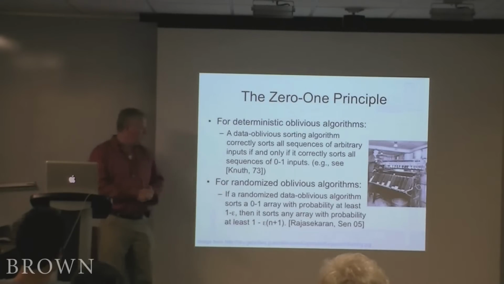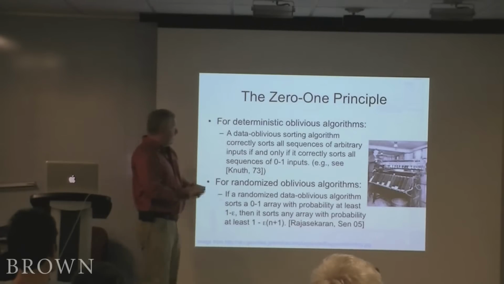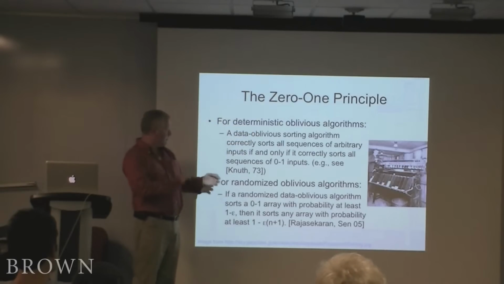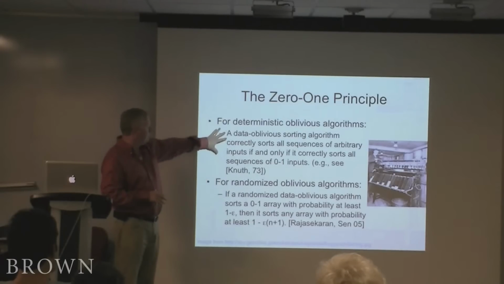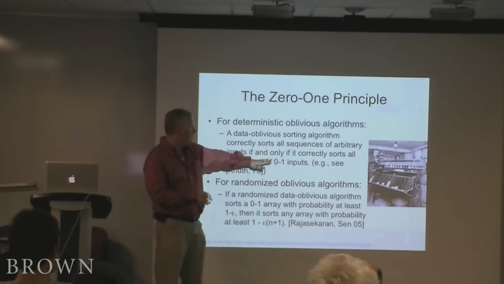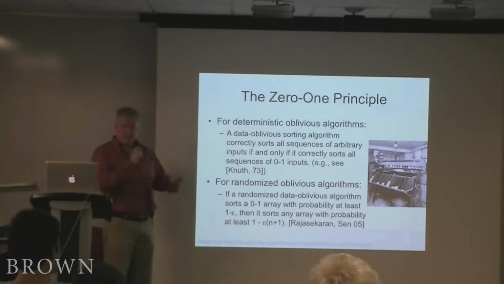One of the tools that we use is a classic tool for oblivious sorting algorithms, something known as the 0-1 principle. This actually dates back to one of Knuth's books. If you have a deterministic oblivious algorithm, something that doesn't make any random choices at all, we can prove that a data oblivious sorting algorithm correctly sorts all sequences of arbitrary inputs if and only if it correctly sorts all sequences of 0-1s, just bits.